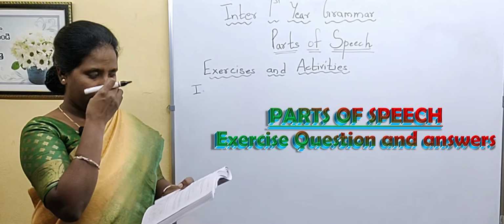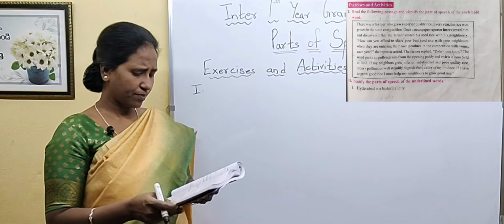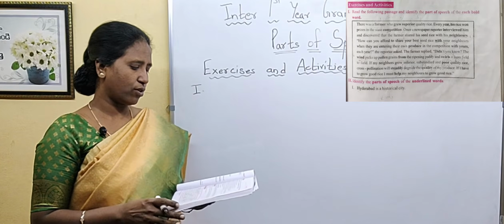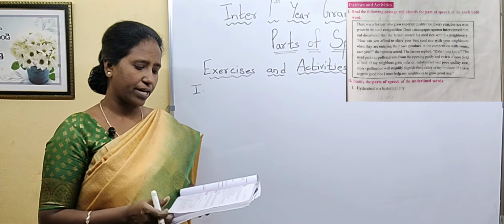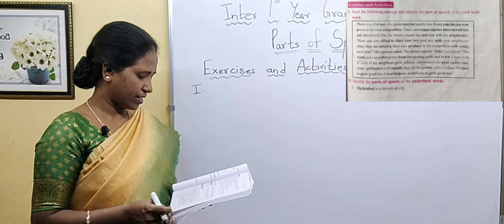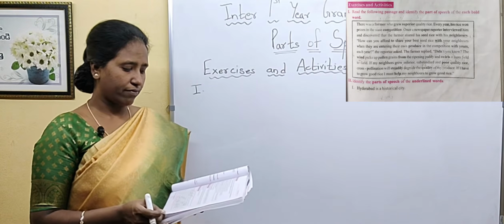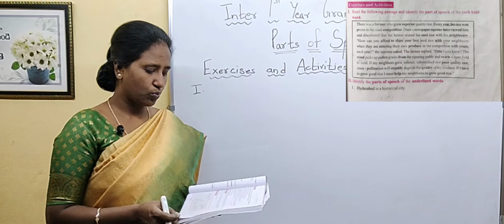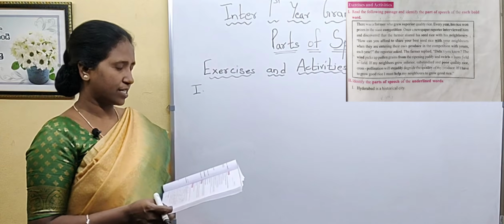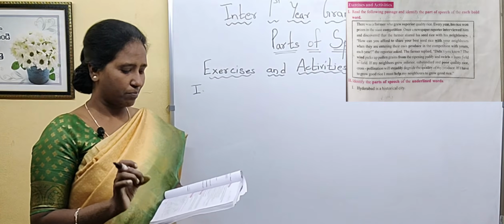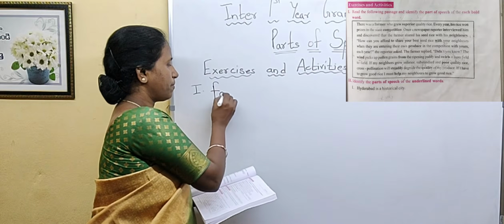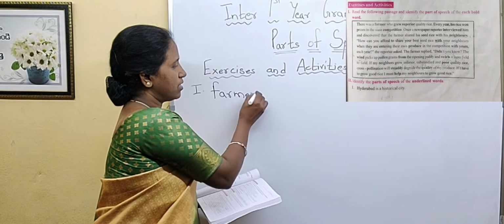Okay, here we have the first sentence. Here we have the exercise, that is, read the following passage and identify the part of speech of each bold word. The first sentence here is, there was a farmer who grew superior quality rice. Okay, there was a farmer. Farmer is in bold letters. So what is farmer? Farmer is a noun.